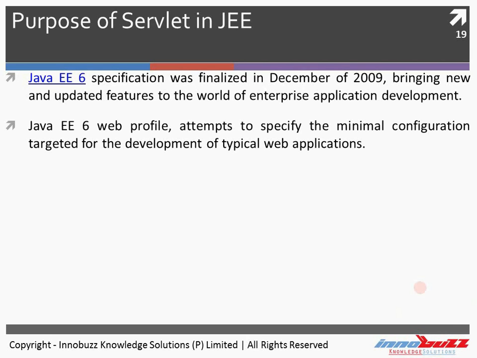It had all updated features, and also the web profile, which attempts to specify the minimal configuration targeted for the development of typical web applications. It means that all the minimal configuration done through deployment descriptors was avoided or reduced using annotations, and that involved the web profile, which comes in terms of Java servlets as well. So Servlet 3.0, which we will be discussing in this training, it can be 3.0 or 3.1, which is the current version.